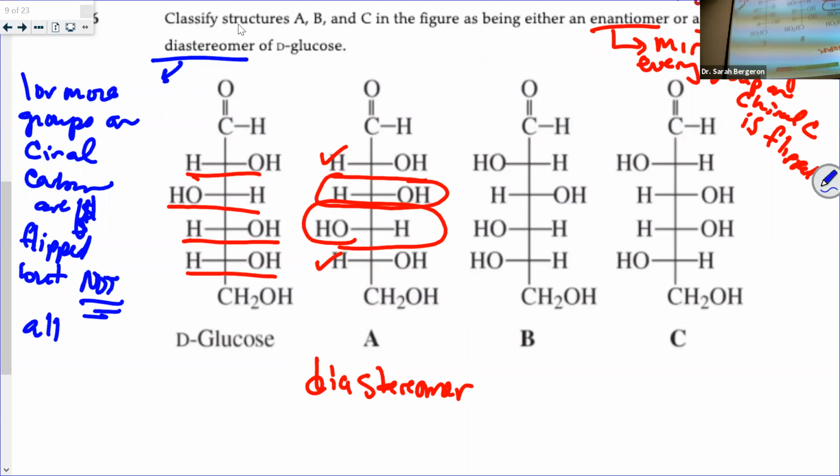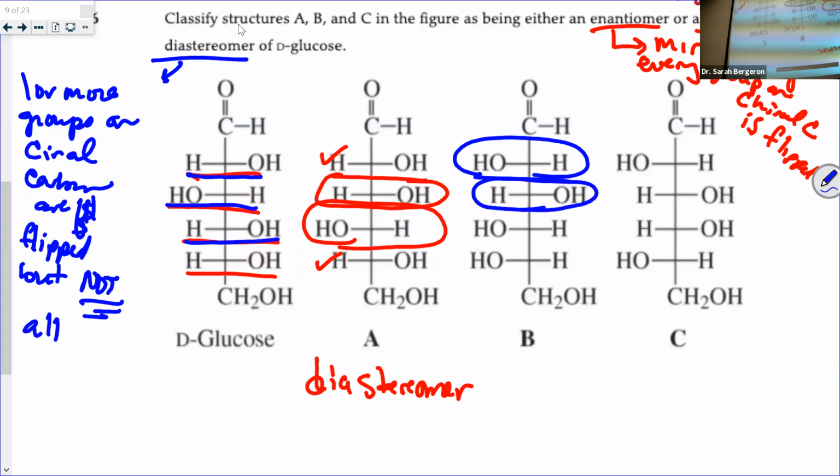Okay, the second one, we're going to look again at our first chiral carbon, same or flipped? Flipped. Second one, same or flipped? Flipped. Third one, same or flipped? Flipped. Fourth one, same or flipped? Diastereomer or enantiomer? Enantiomer.